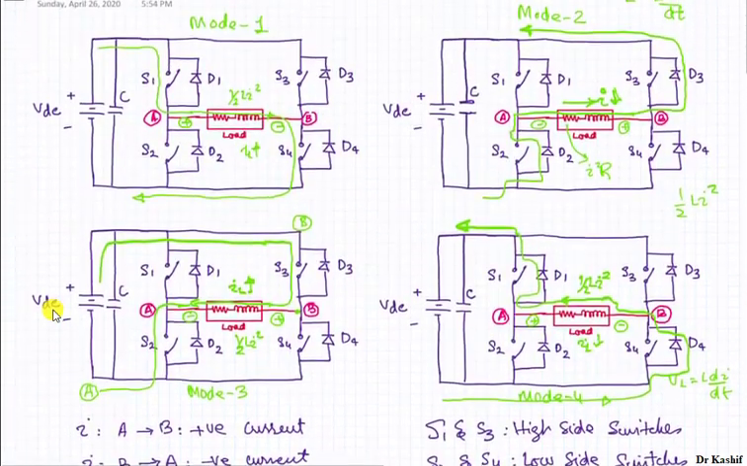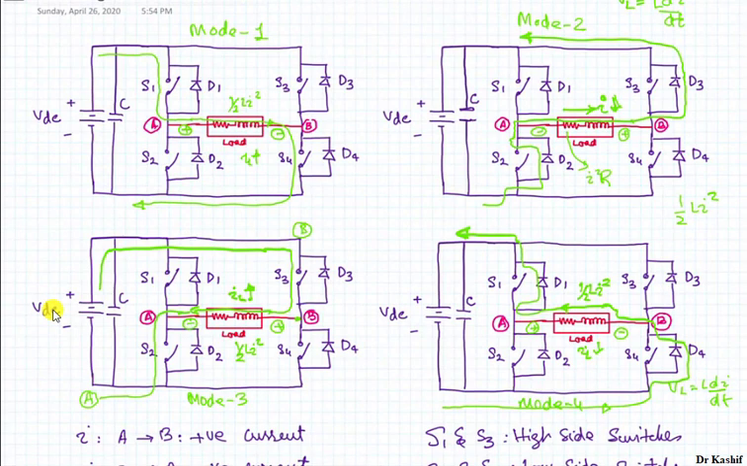So let's move over here and briefly look at the voltages and currents. Over here the voltage is positive, the current is positive in this mode of operation, and our switch S1 is on and conducting, and switch S4 is on and conducting, right?